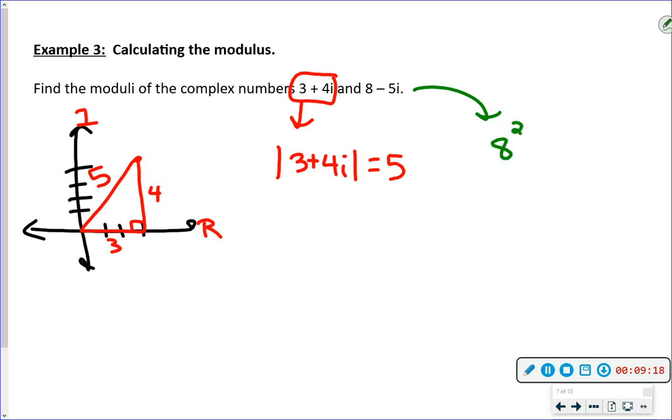8, 5, something is not a triple. And then, of course, my negative 5, we're going to square that. So you've got 64 plus 25, which is... okay, what is your final answer? Square root of 89. Because that equals our hypotenuse squared.